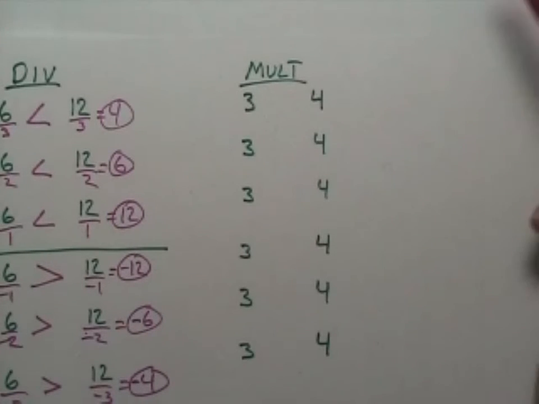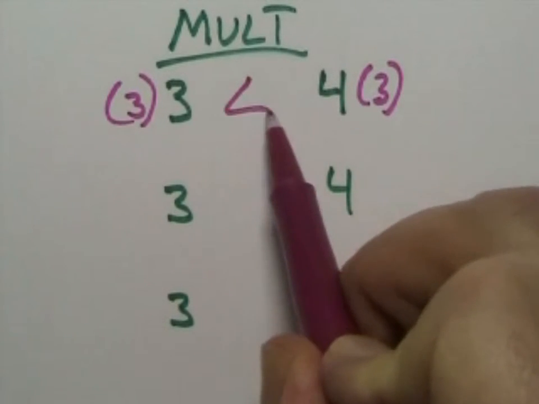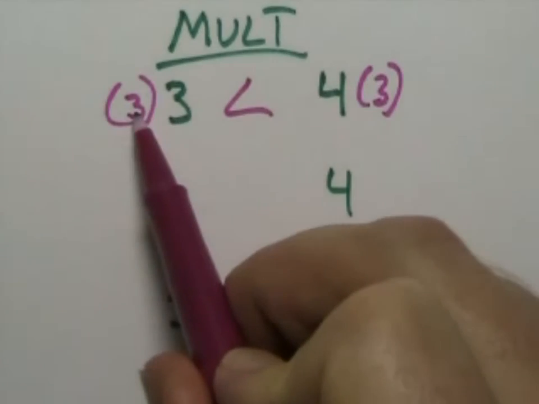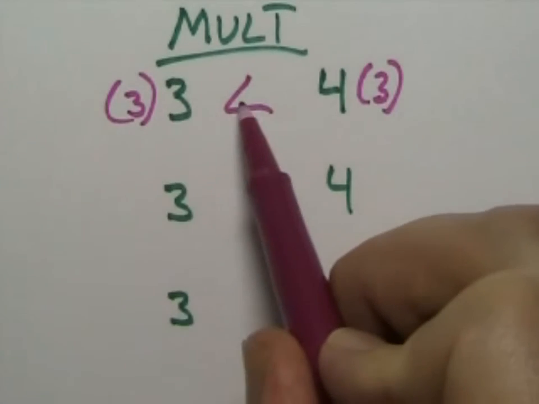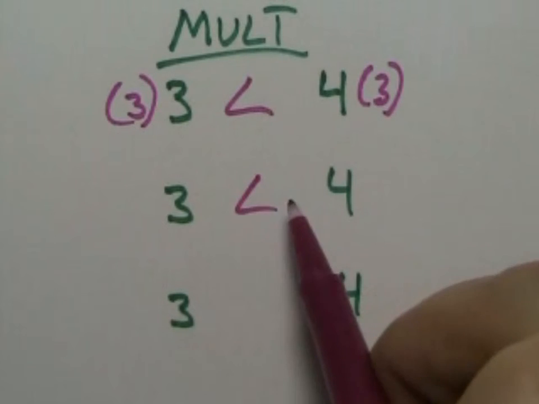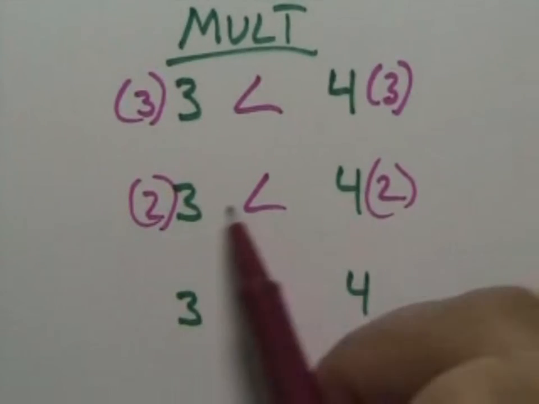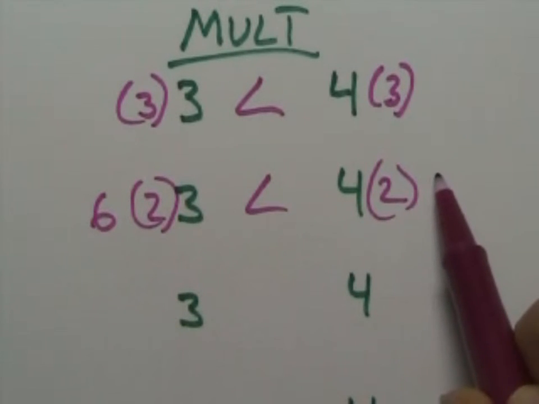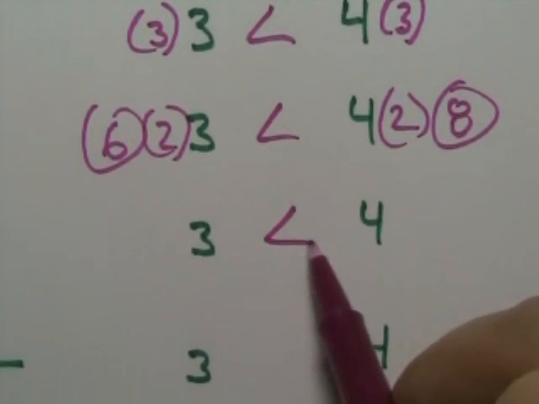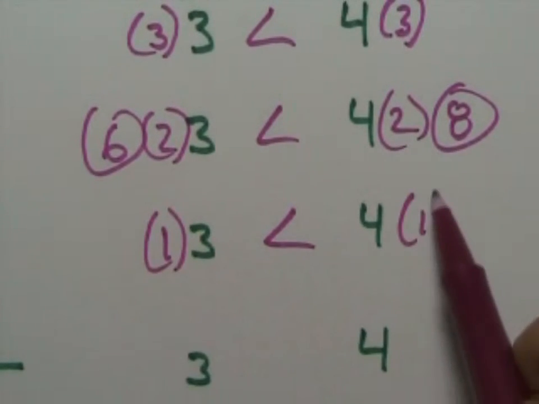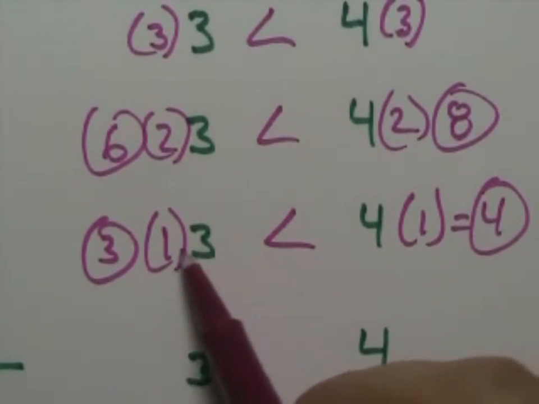Now I'll quickly do it with multiplication. We know 3 is less than 4. If we multiply by 3, that's going to be 9 and 12. It's still less than. We know 3 is less than 4. If I multiply by 2, will it stay the same? That makes it 6, and this makes it 8. So yeah, that's true. It's still less than. I know 3 is less than 4. If I multiply by 1, will it still be true? That's 3, and this is 4. Yeah, it's still true.